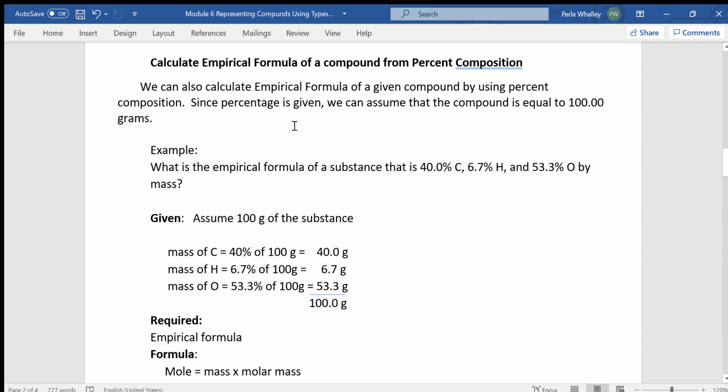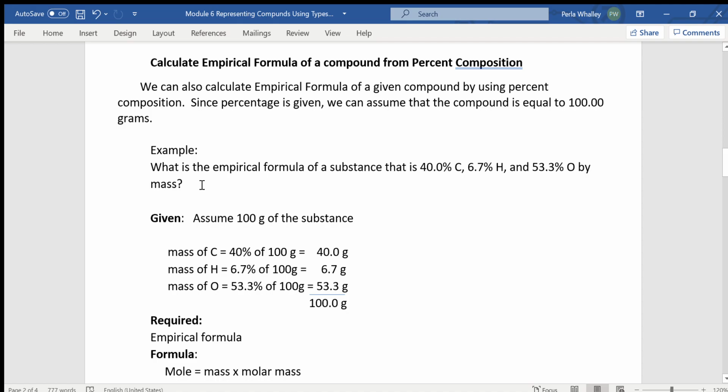Since percentage is given, we can assume that the compound is equal to 100 grams. So we have a sample problem here. What is the empirical formula of a substance that is 40.0% carbon, 6.7% hydrogen, and 53.3% oxygen by mass?